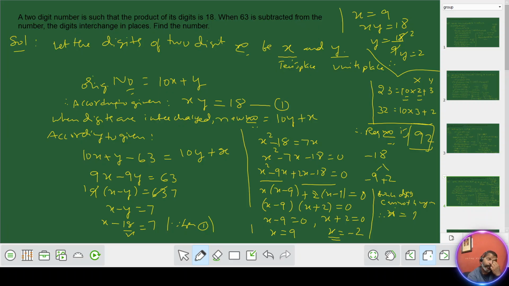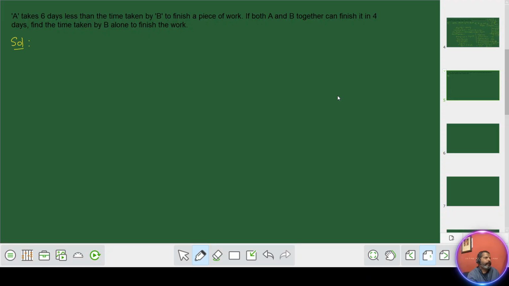I hope it's clear. Please practice this. The only part to understand here is, when we assume the digits x and y, the number will be 10x plus y. When we interchange the digits, it becomes 10y plus x. The rest, as per the question, you have to apply. We have the last question to see in this class, which is a kind of hard question.